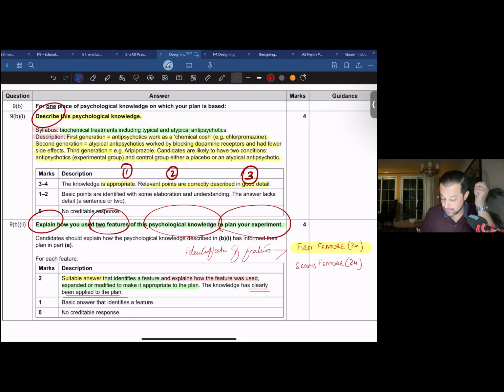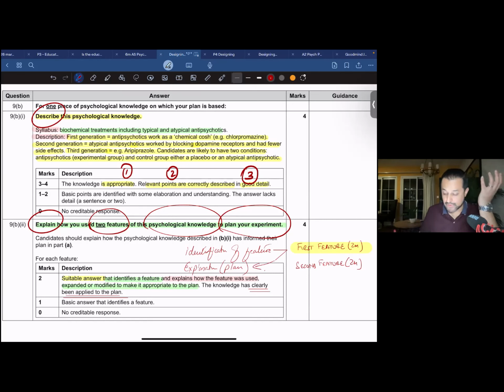And you're getting the second mark for explanation as to how it has been used in the plan, explanation of how it has been used in the plan. Okay, now I hope you have understood this well.